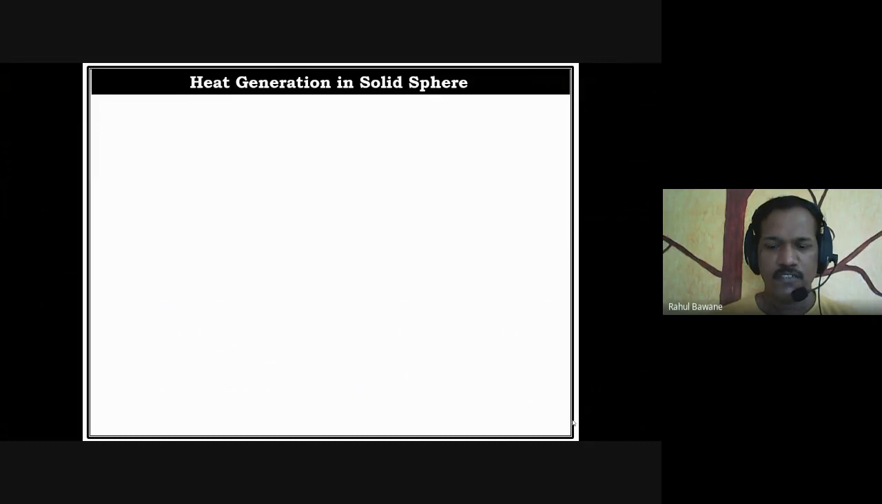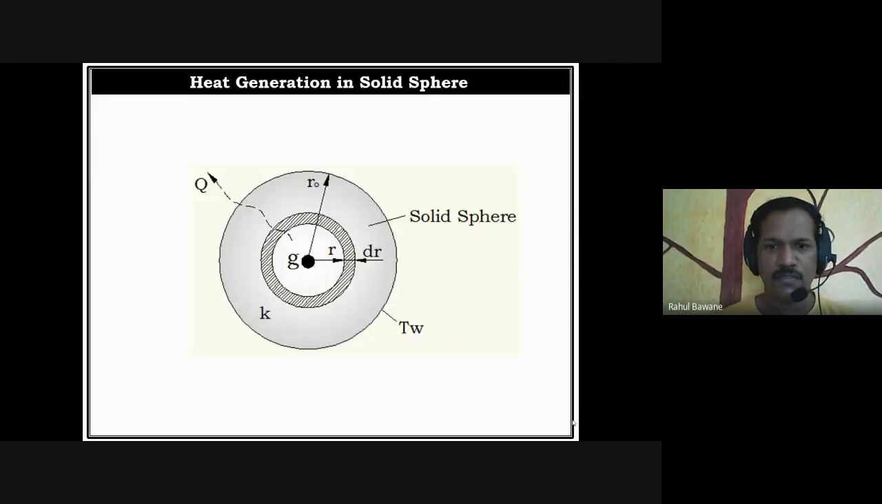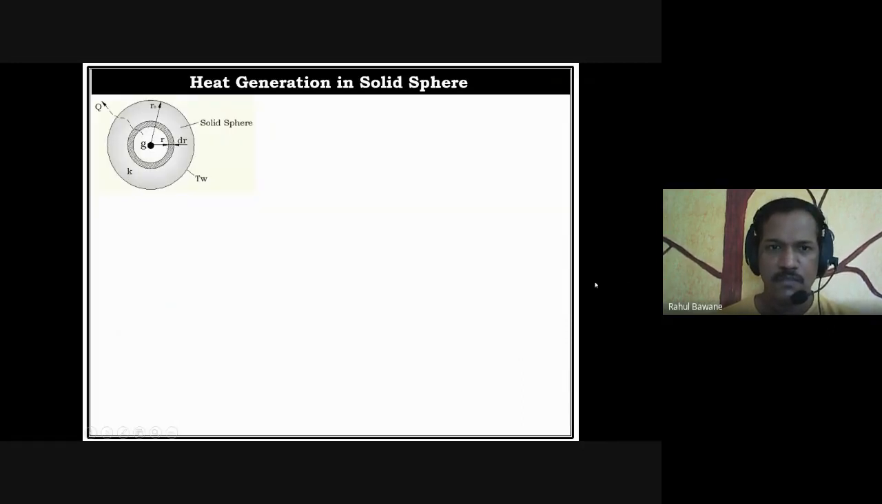So, heat generation in a solid. Assume this is a sphere having an outer radius RO and heat generation source G. The material has a thermal conductivity K, and due to heat generation, the surface of the sphere reaches the temperature T wall, TW, and heat is transferred radially from the source to the surface. So this is our schematic.